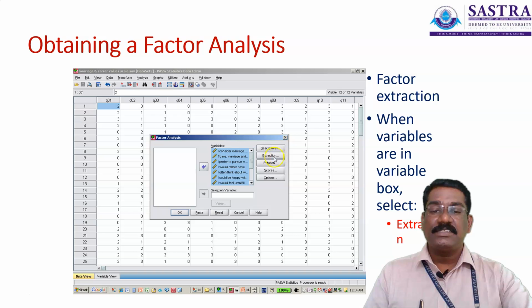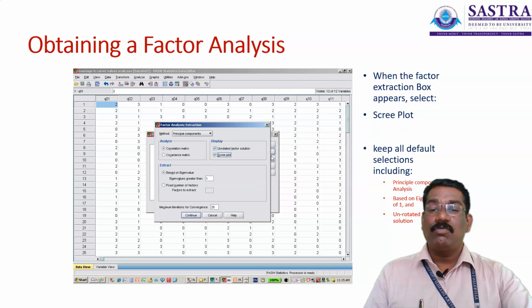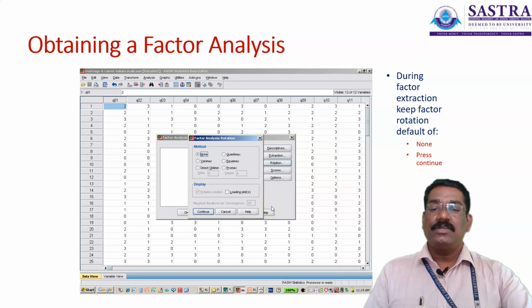Once you put these variables in that particular box, then you select the extraction method. You can hit this Extraction button here. Once you press this Extraction button, you click Unrotated factor solution and Scree plot, as I was explaining, and also based on eigenvalues above 1, you take that. So keep all the default selections as per SPSS, and hit the Continue button. Once you press the Continue button, you will be asked what kind of rotation to use. You can select Varimax rotation here.